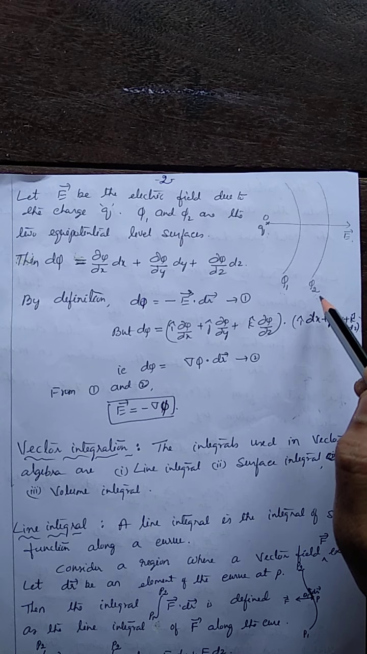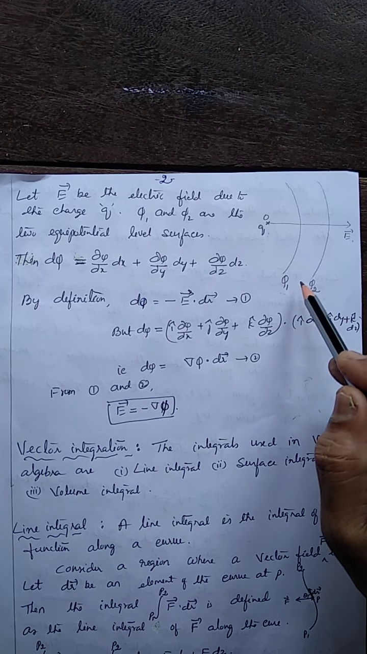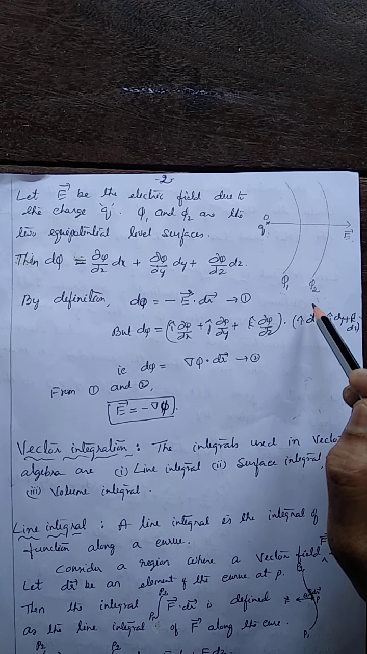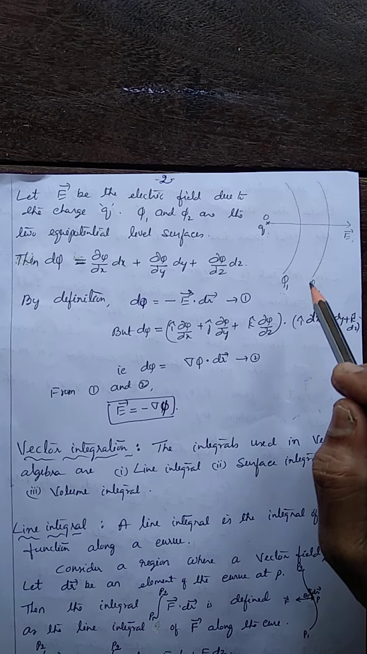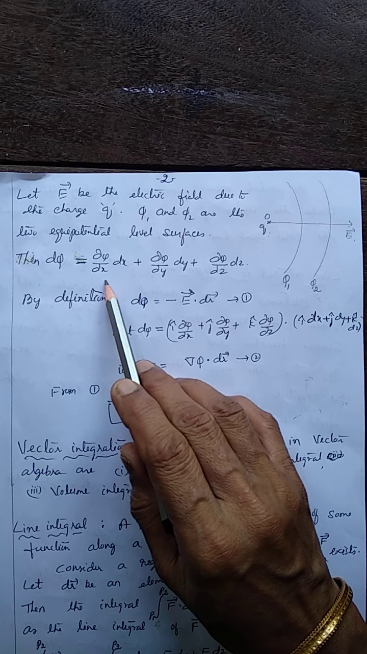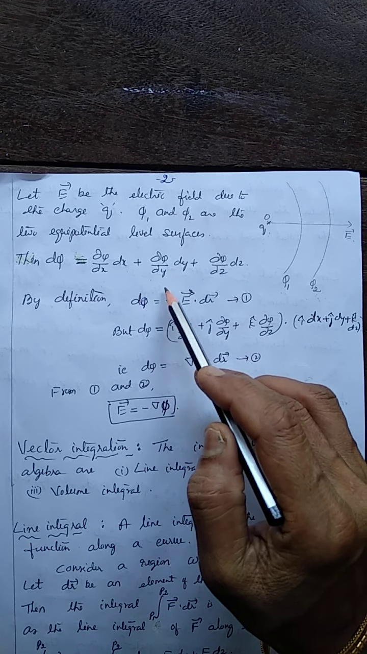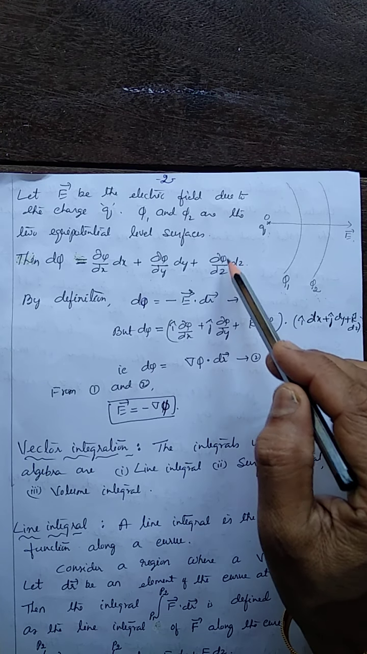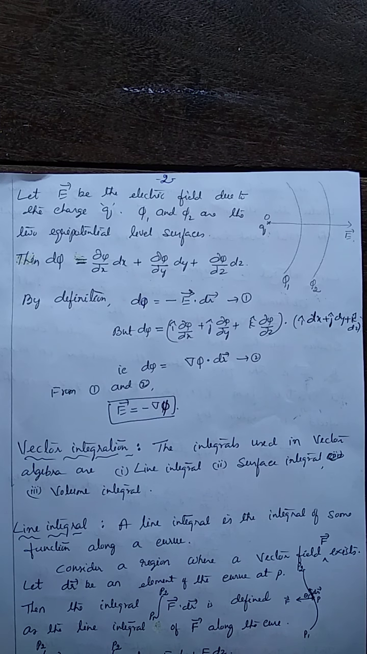Change in potential is d phi. So here, this d phi, phi 2 minus phi 1, is a single valued function and it has partial derivatives. So we represent d phi in terms of its partial derivatives: delta phi by delta x dx plus delta phi by delta y dy plus delta phi by delta z dz. This is d phi. Now, what is the relation between electric intensity and potential?